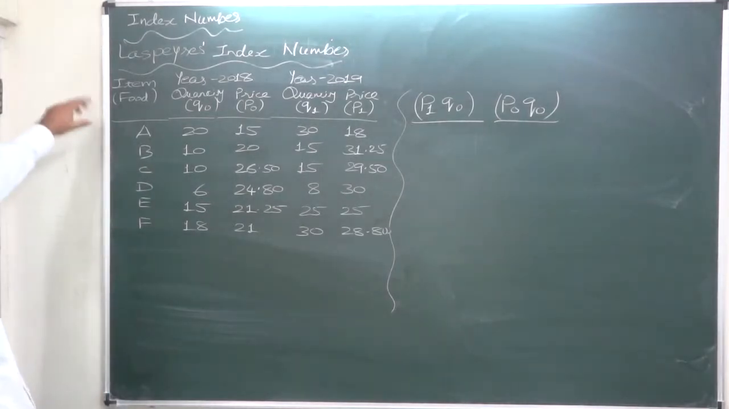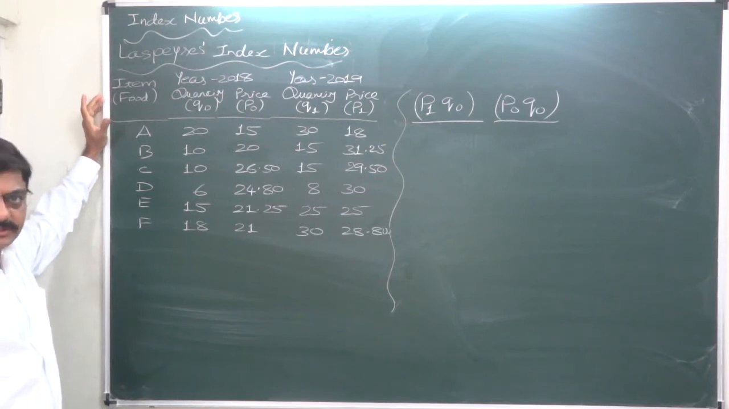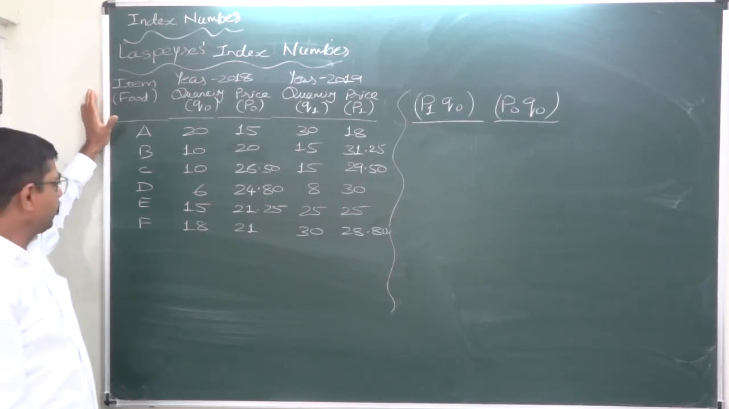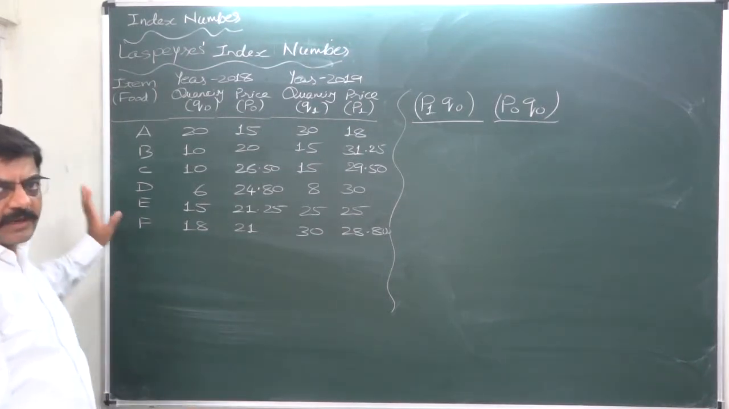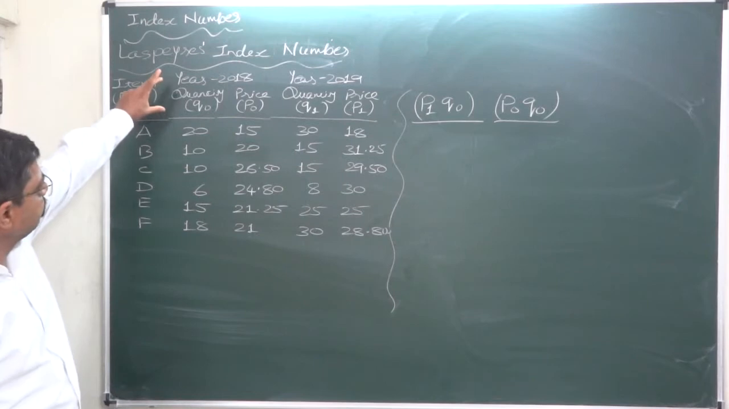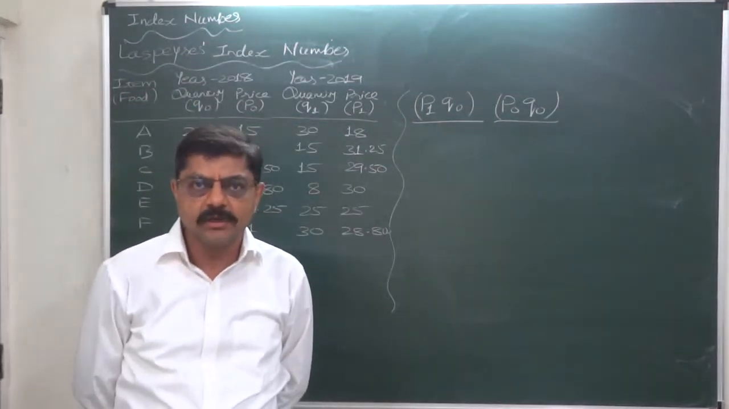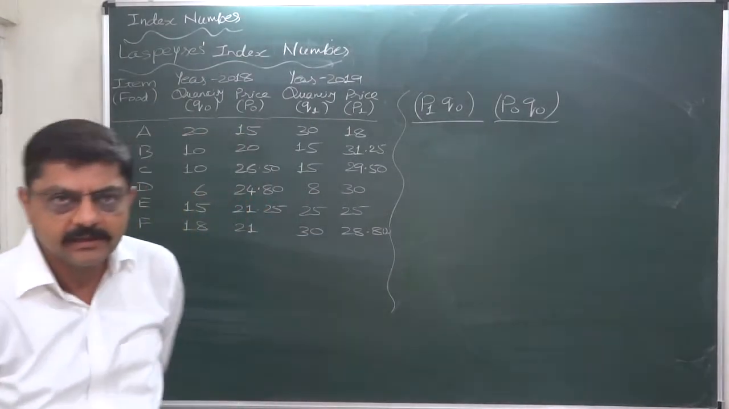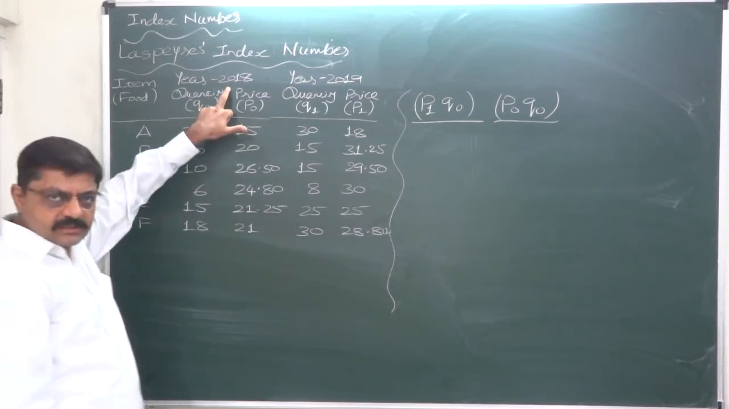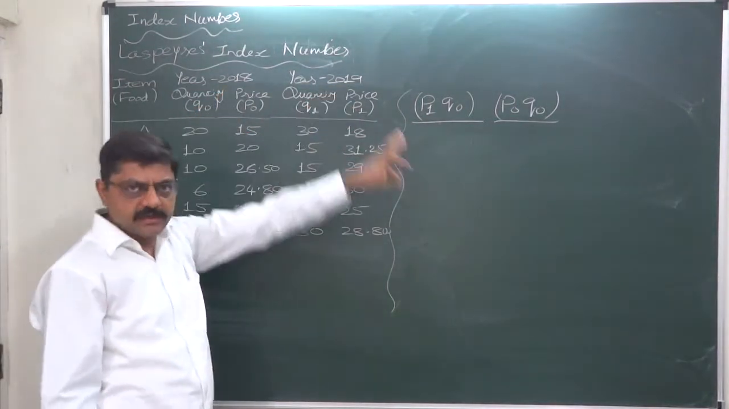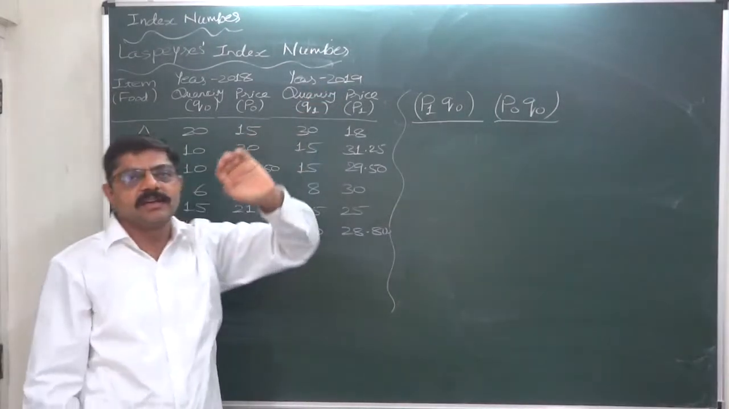In this example, the group is made up of 6 food items. So this is a case of a food group, and I prefer not to write the real names of the articles. That's why I always use alphabets. And we have 2 years, 2018 and 2019. Obviously 2018 is the earlier year and 2019 is the later year. So 2018 becomes the base year for us and 2019 the current year. That means we are going to calculate Laspeyres index number for the year 2019.